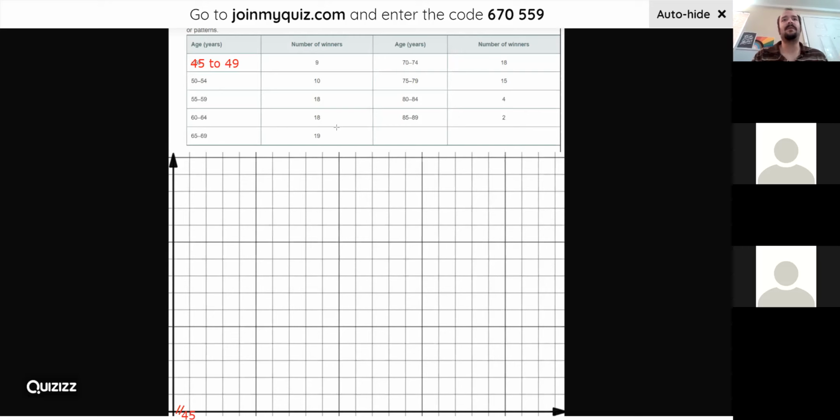So I think we're going to start with 45. We have to work our way up to 90. Is that what we're doing? 1, 2, 3, 4, 5, 6, 7, 8, 9. There need to be 9 different bins. I think we can maybe do them by 5. So we're going to go from 45, and this one will be 50. This one will be 55. This one will be 60. This one will be 65.